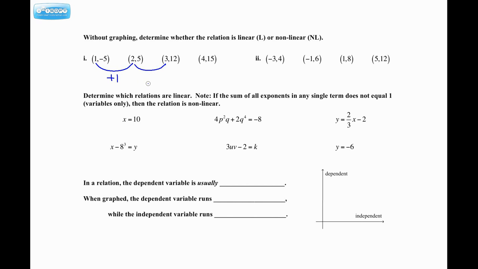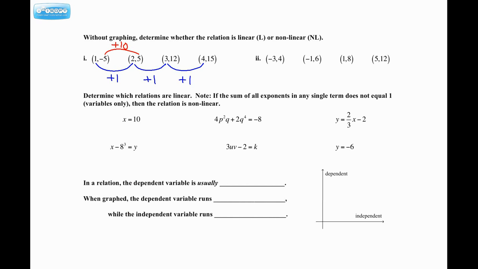Okay, from 2 to 3, well, that's also a change of +1. And 3 to 4, well, that's a change of +1. Okay, so x increases by 1 each time. Okay, well, that looks good, but that's not enough to verify that it is linear yet. We have to look at the y values. So we have -5 to 5. That is a change of +10.